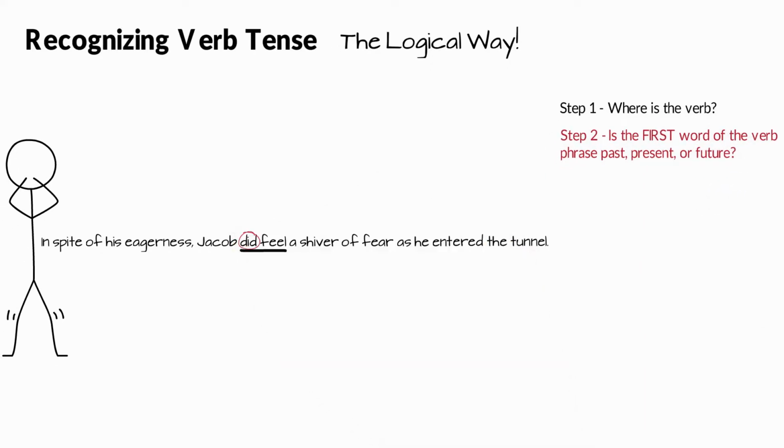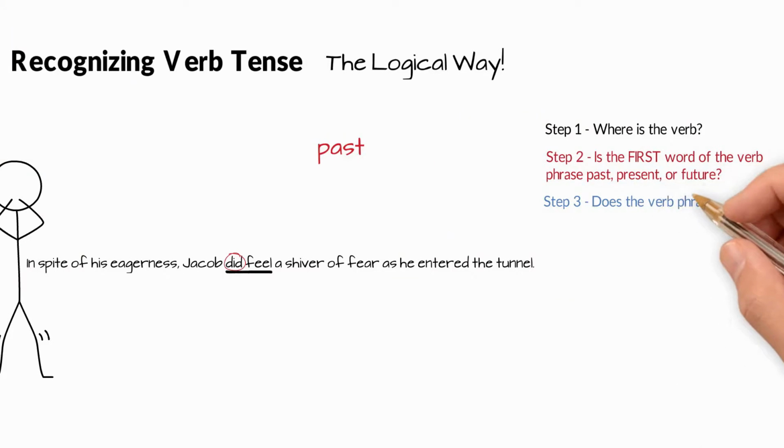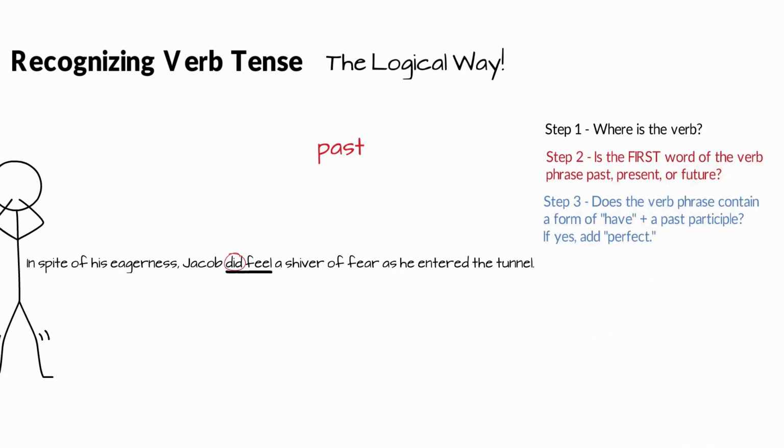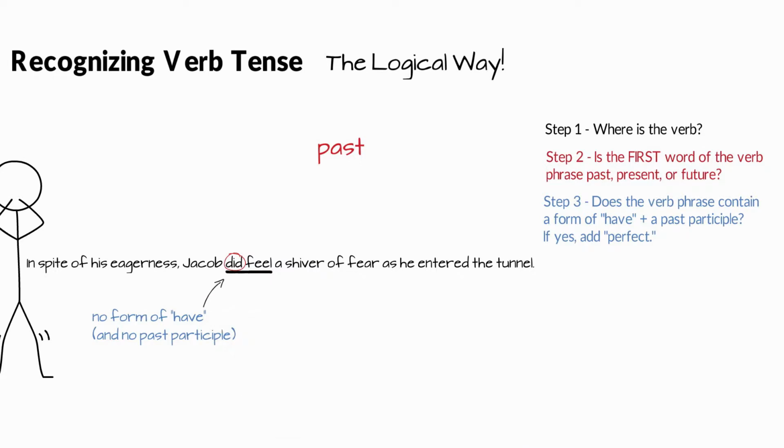Step 2 is, is the first word of the verb phrase past, present, or future? First word is did, which is a past tense. And so we write down past. Step number 3 then is to look for a form of have, has, or had. Look for the form of have plus a past participle. And if they have that past participle and a form of have, then it's a perfect tense. And they can write that down. Step 3, does the verb phrase contain a form of have plus the past participle? If yes, add perfect. But in this case, it does not.